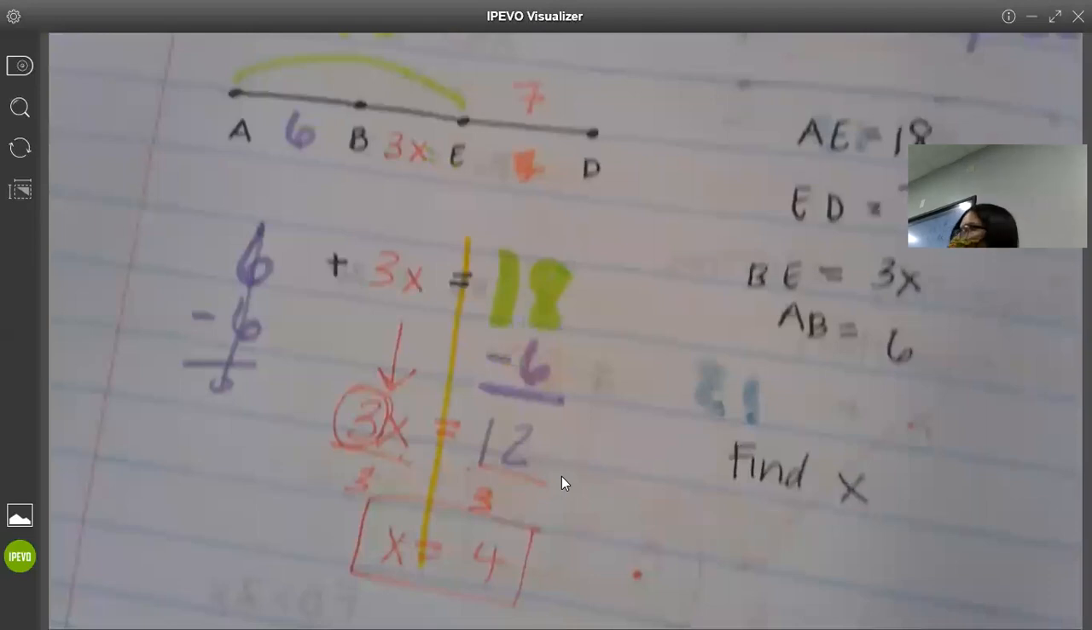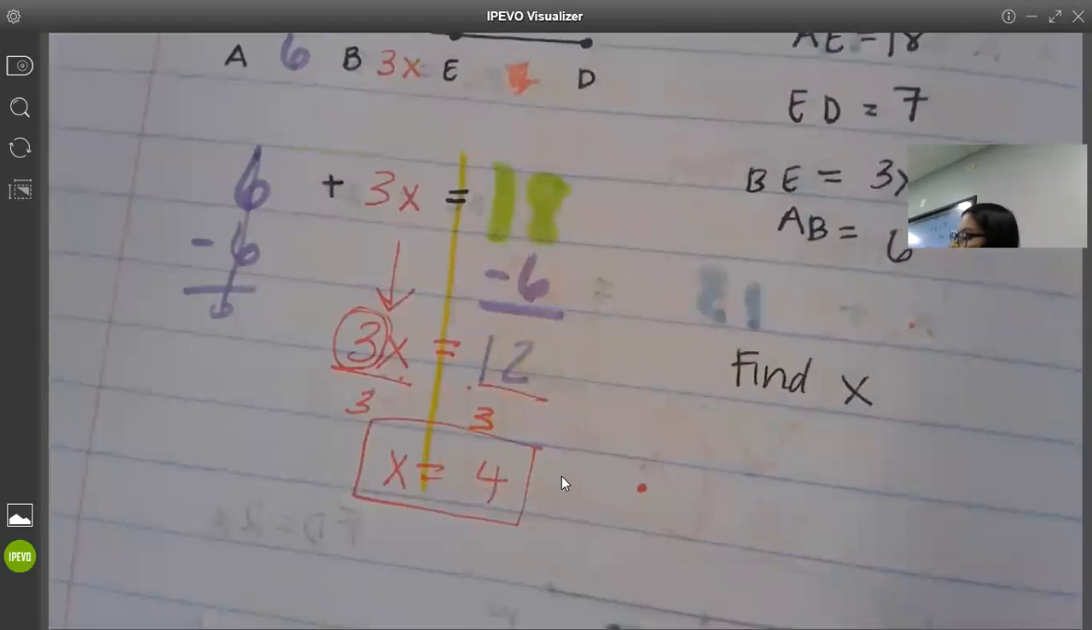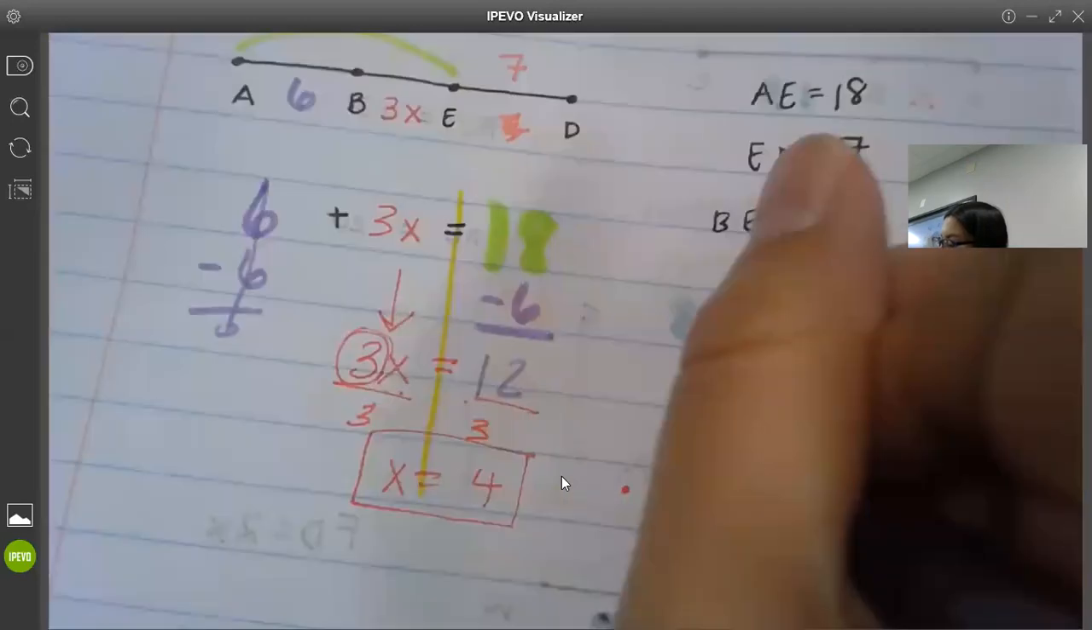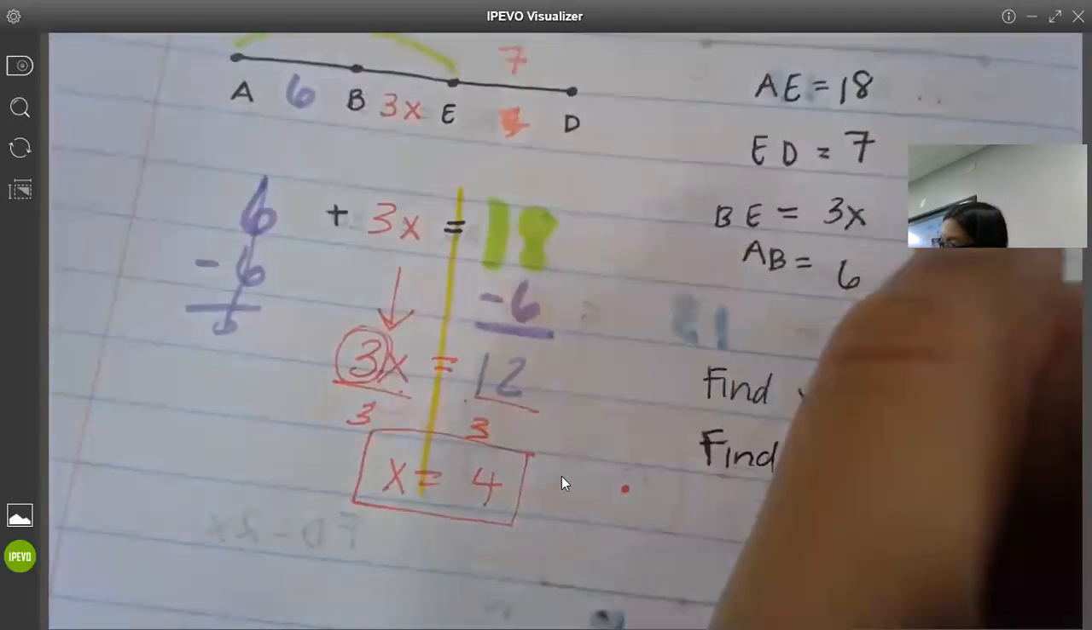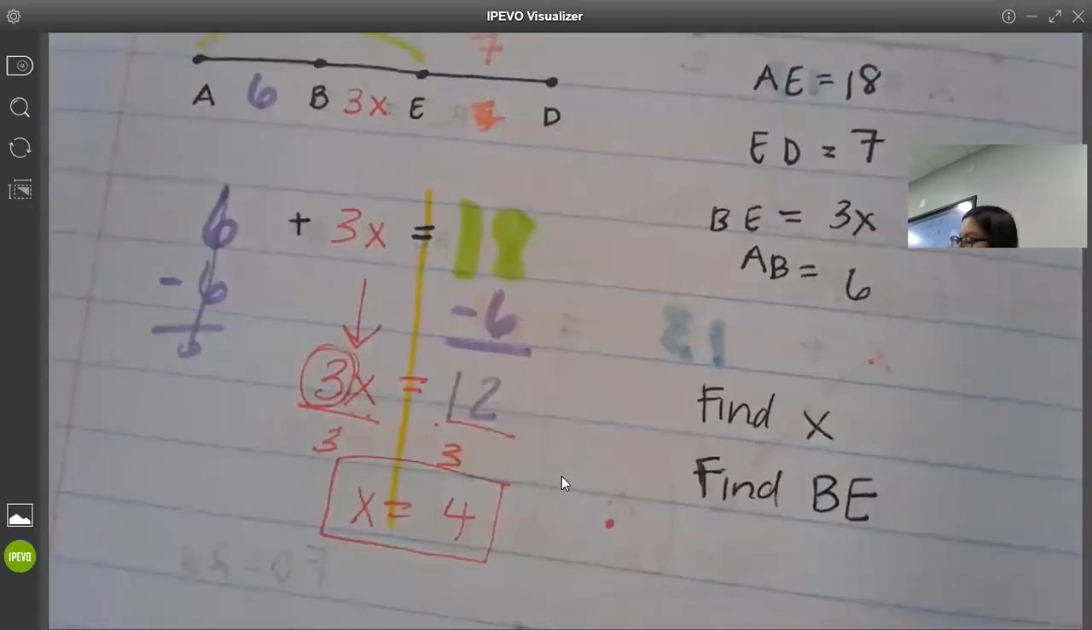That's what you should have gotten. Now, what I'm gonna have you do, there's two ways of doing this. This is for a blue check. You're gonna find how long BE is. Now, there's a couple ways of doing this.